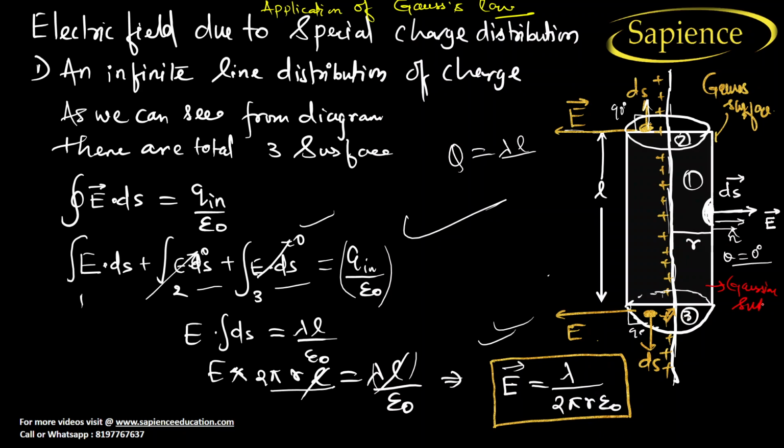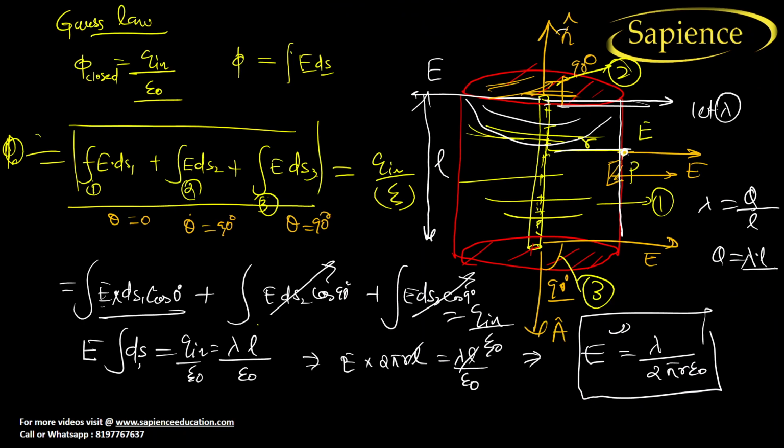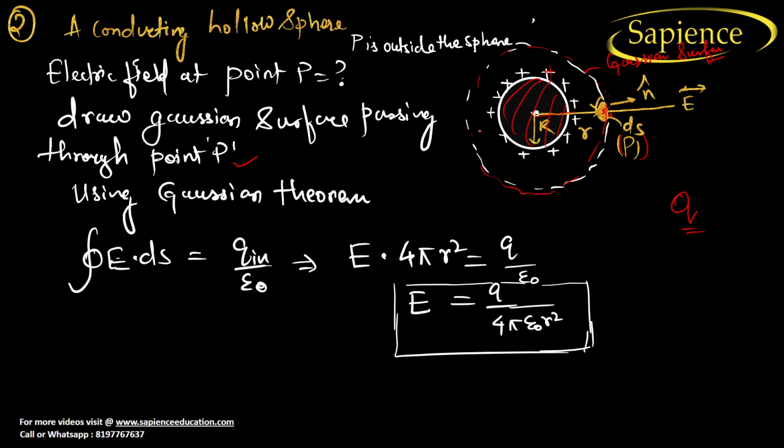Gaussian surface means what? Closed surface. So I have made a closed surface on my own. When I make a closed surface, that surface is known as a Gaussian surface. Now, using Gauss's theorem, what can we do? The integration of E dot ds is equal to the charge enclosed by epsilon naught, right?